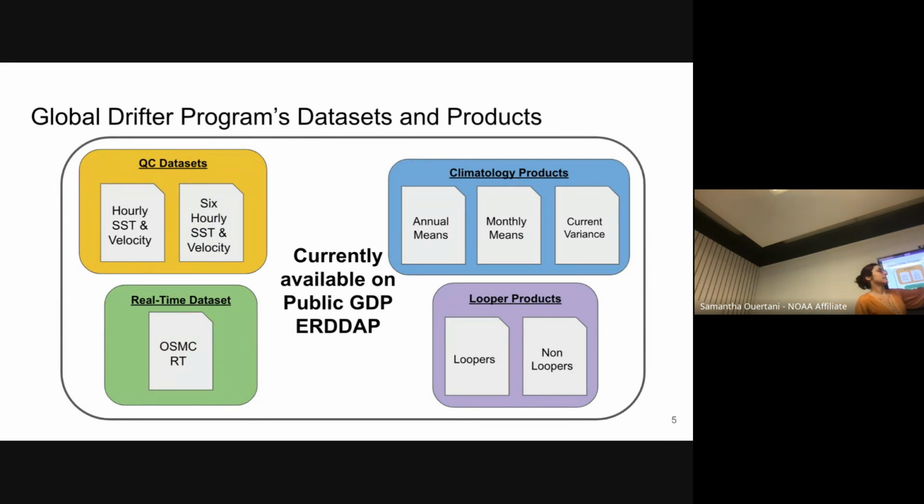We have our 3 climatology products: our annual means in current velocity, our monthly means in current velocity, and the variance in current velocity. We also have our 2 looper products, the looping trajectories and the non-looping trajectories. These are the products that are currently available on the ERDDAP, but there are more to come, including the deployment value maps.